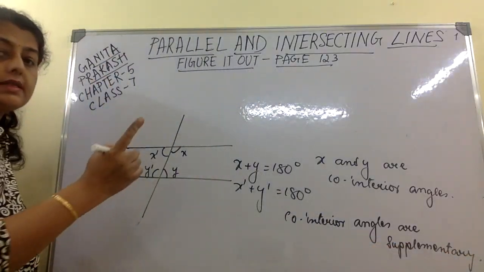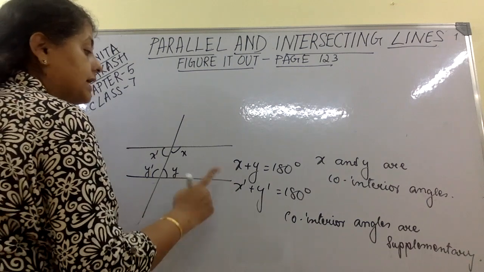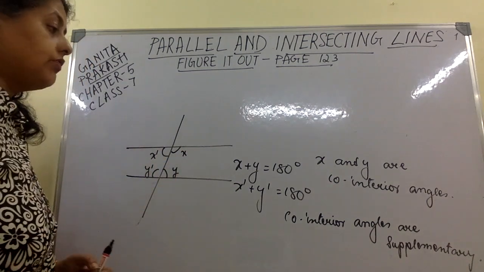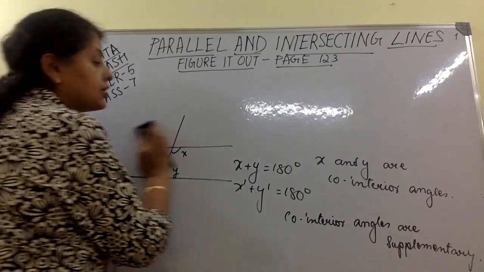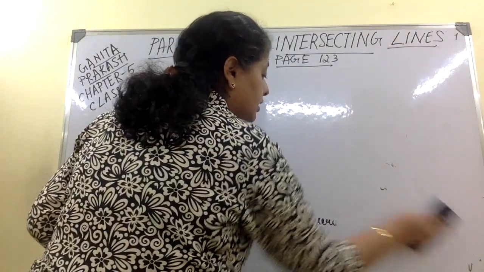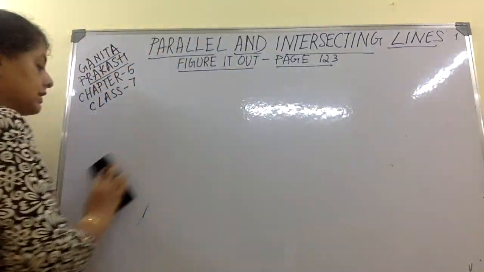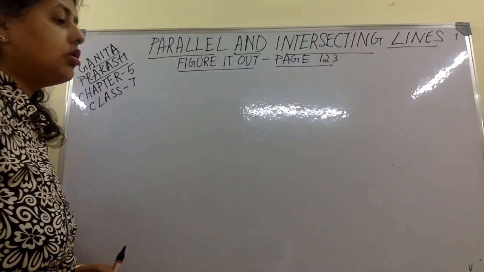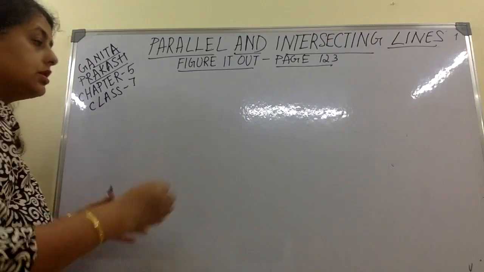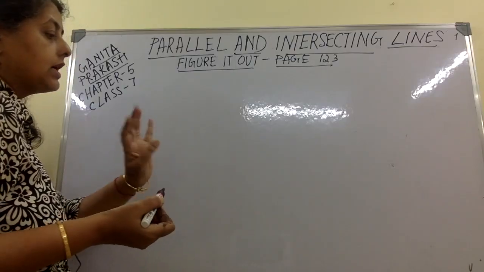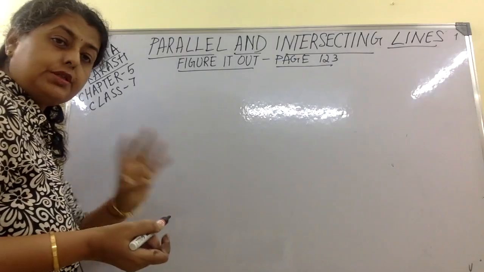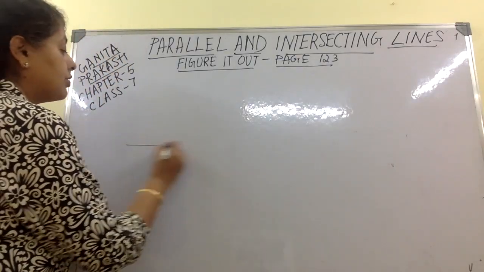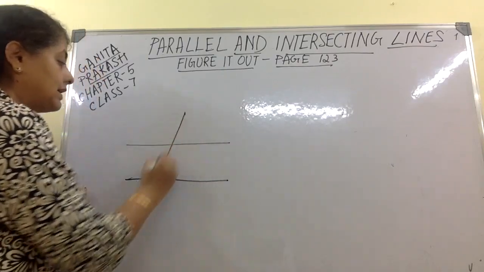Okay, co-interior angles are always supplementary, that is they will always add up to 180 degrees. So this was the third property of parallel lines. Now if you all are being taught lots of angles, no need to learn so many things, only these three, corresponding, alternate and co-interior is enough. Now how will you solve parallel lines?